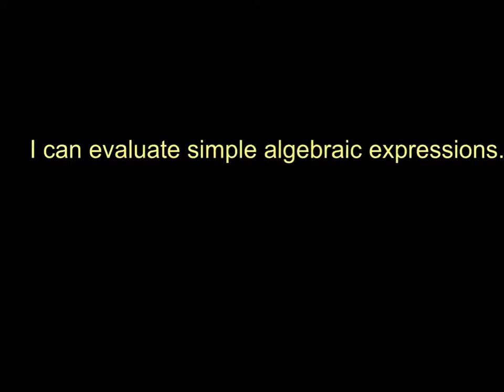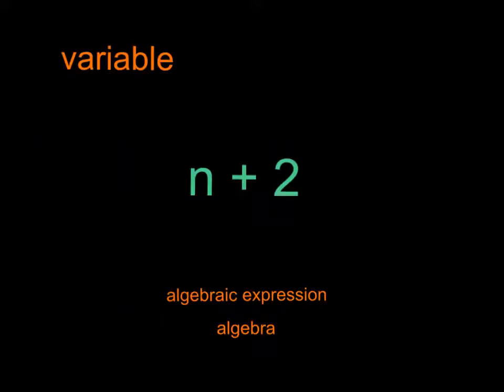Today's learning target is I can evaluate simple algebraic expressions. There are a couple of terms that I'd like to go over with you here first. The first one is variable. A variable is any symbol, and usually in math it's a letter, but it can be any symbol, and it represents any amount or any number. So in this case, this n means some number.